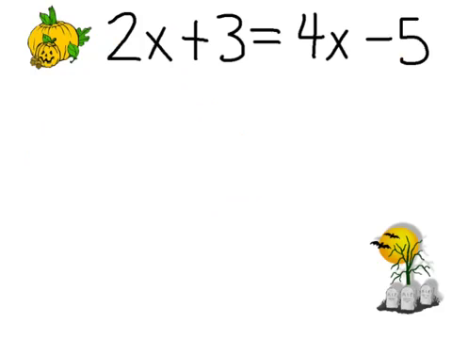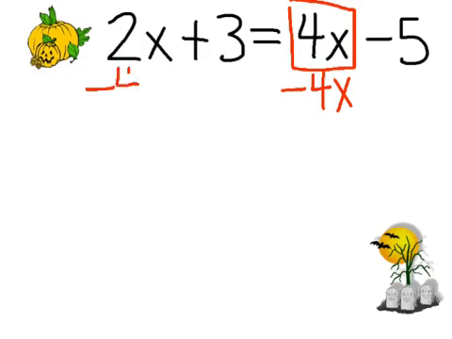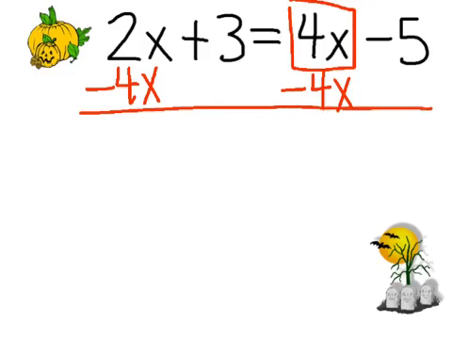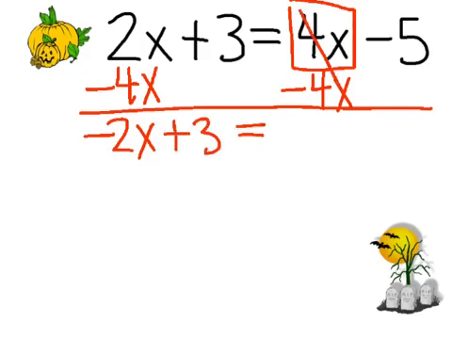Okay, for example 2, we have 2x plus 3 is equal to 4x minus 5. We want to move our 4x to the other side first. It's a positive 4x, which means we're going to subtract 4x from both sides. When we do that, 2x minus 4x will be a negative 2x plus 3. On the right side, that's just 0, so we're left with our minus 5.